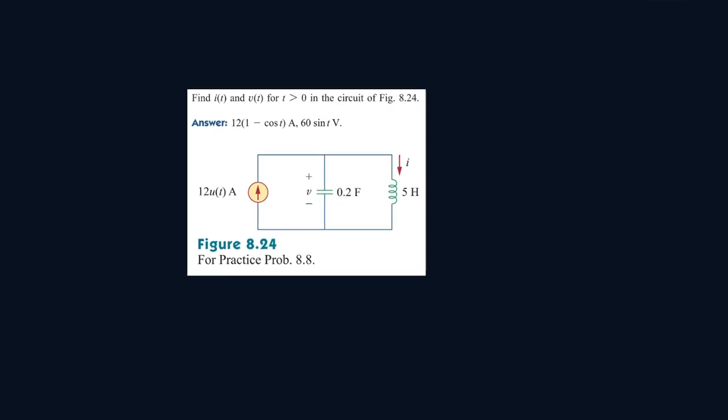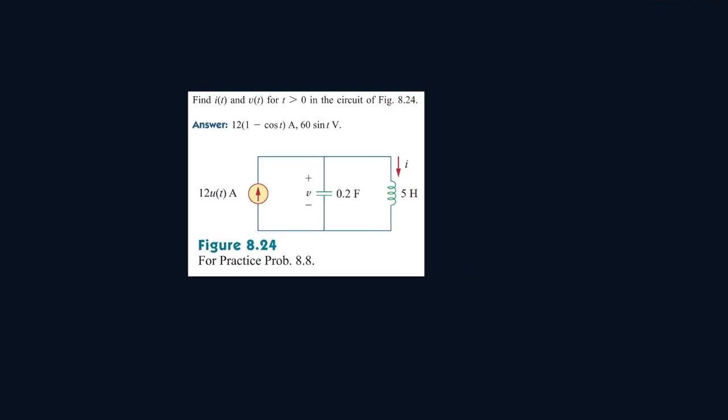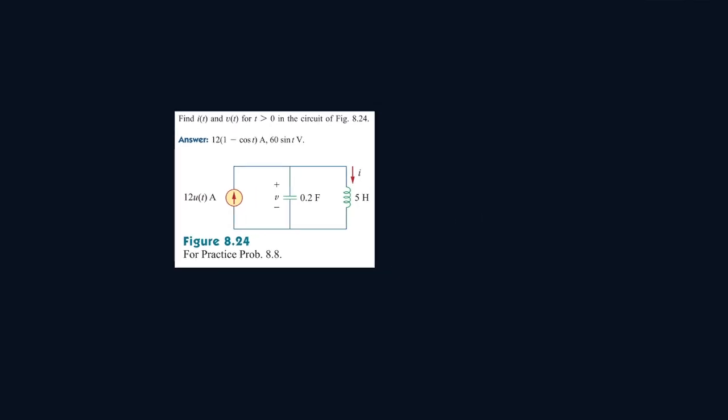Okay, so for the following circuit here, we have to find IT and VT. So let's view the circuit when t was less than 0. We have the unit step function here, and it's going to be 0 when t is less than 0, and it's going to be 1 when t is greater than 0.